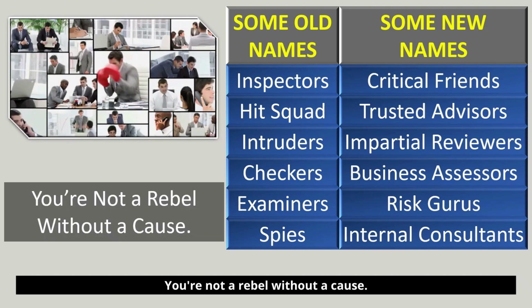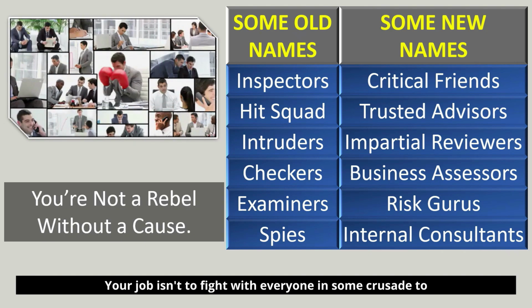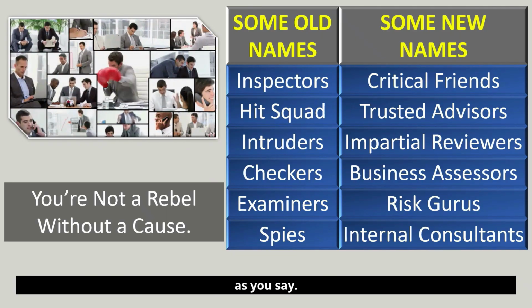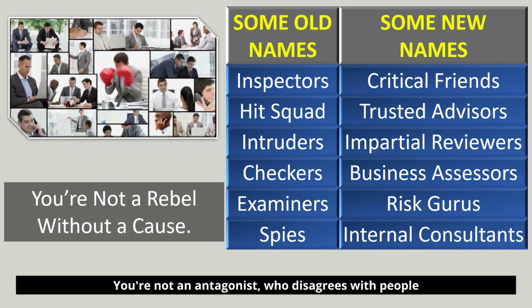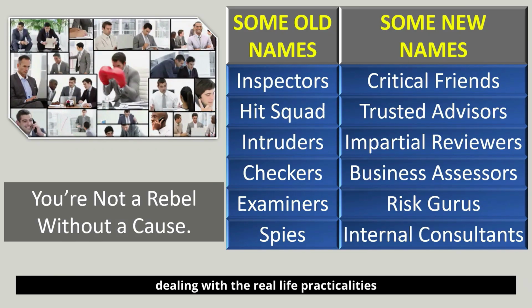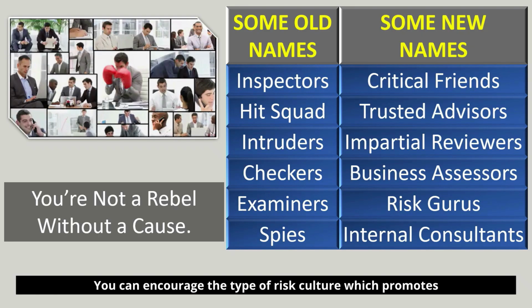You're not a rebel without a cause. Your job isn't to fight with everyone in some crusade to force business teams to do as you say. You're not an antagonist who disagrees with people dealing with the real-life practicalities where quick decisions often need to be made. You can encourage the type of risk culture which promotes good governance, but you can't change things overnight. Some auditors get burnt out as they see work as a boxing match to get people to do as they say, that must be won at all costs.